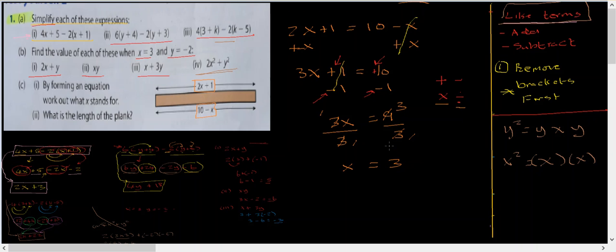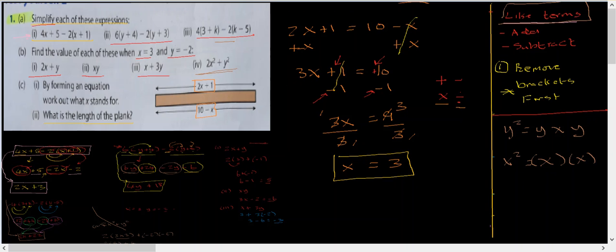X is equal to 3. This is your answer. So what you're doing is working out what x stands for. And the next part is, what is the length of the plank?